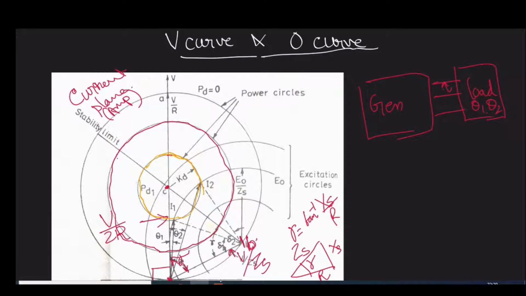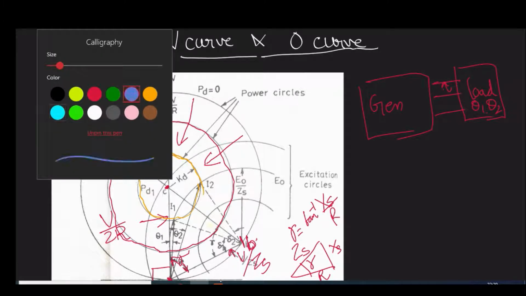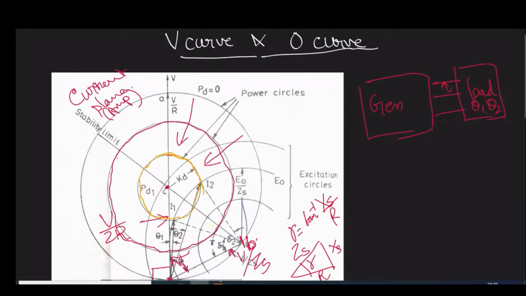If you move, however, unlike the previous case, here if you move outward, you are going to consider a higher value of excitation. In this case, if you move inward, you are about to consider a higher value of power. But here, if you move in the outward direction in this excitation circle, this one has a higher excitation value than this one.